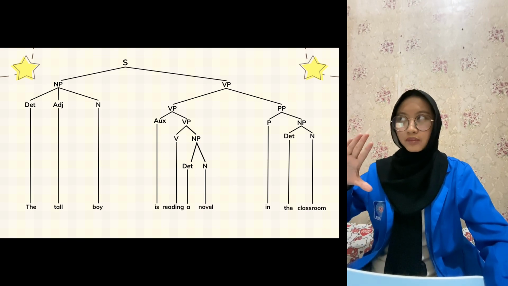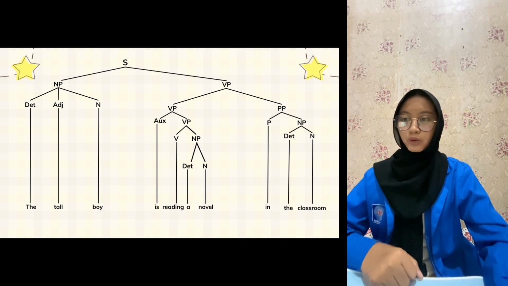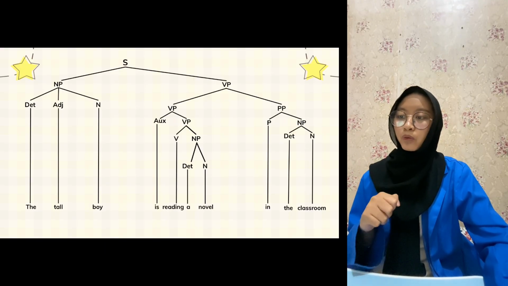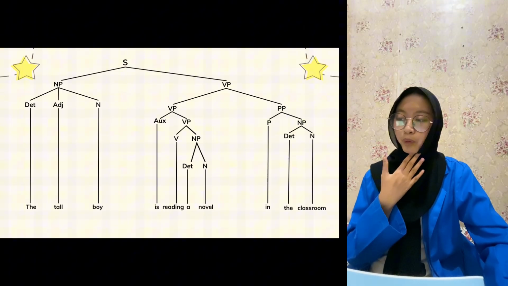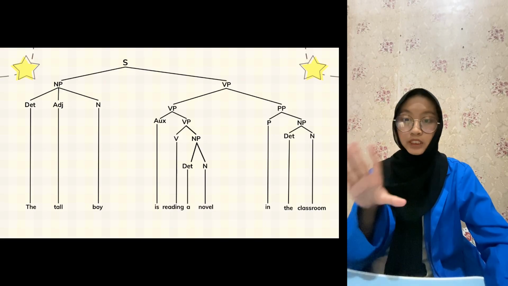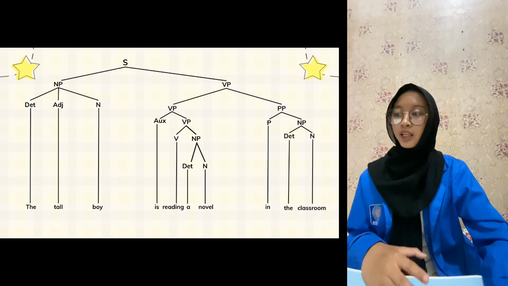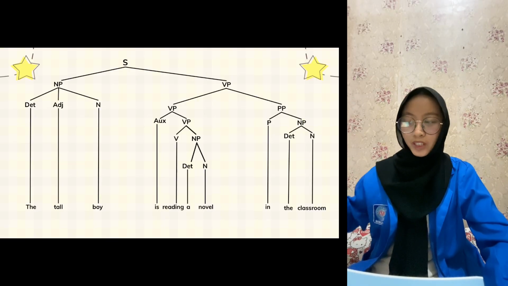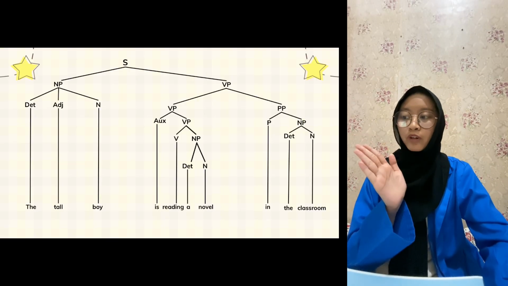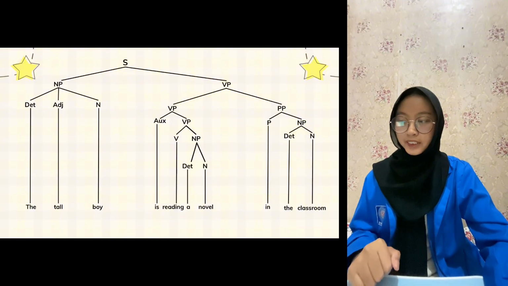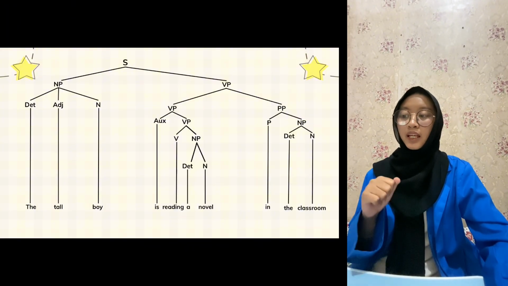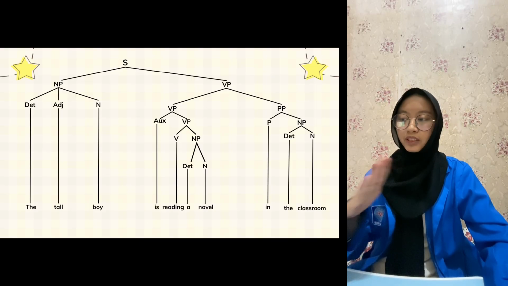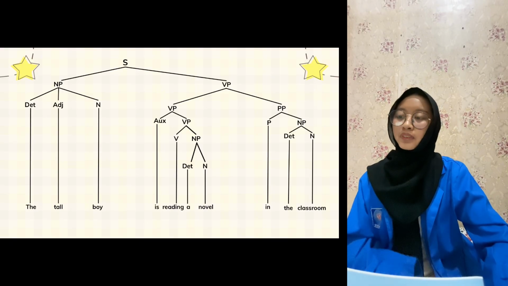So we ignore the auxiliary because there's only one auxiliary used in here. And we're going to continue with the VP part. The VP is divided again into two parts: V for verb and NP, noun phrase. And the NP, we divided it again into two parts: determiner and noun.